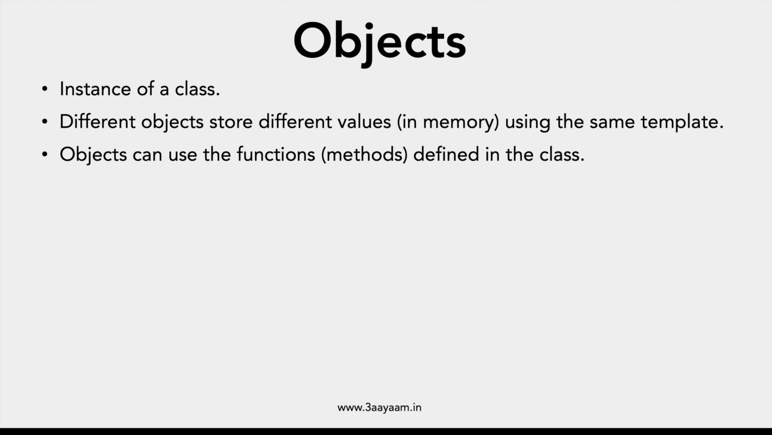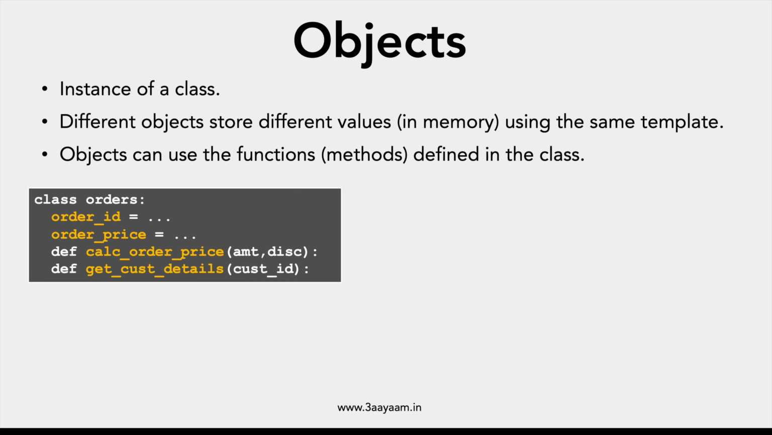So in string, set and tuples, I have shown you multiple ways to add variables, get a substring, capitalize a certain string. All these are actually methods of the string class. These functions are defined inside the class, and once we create the object, we can use those methods or functions defined in the class. So let's say I have this class orders. Here order ID and order price are the variables, and calculate order price and get customer details are the methods. All these are members of the class.